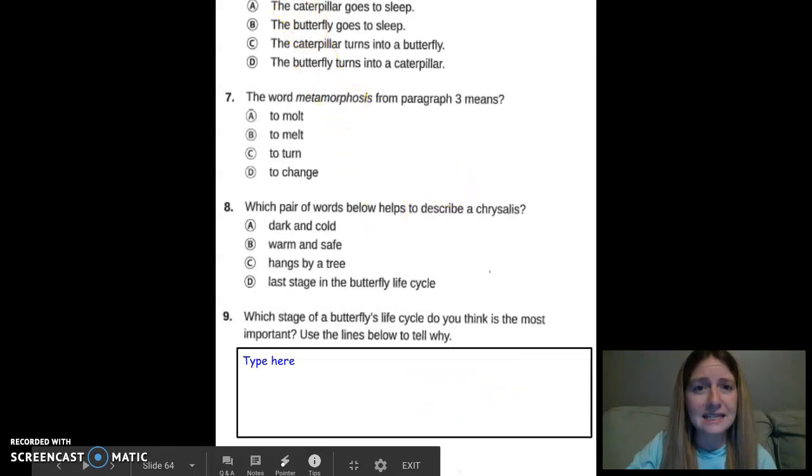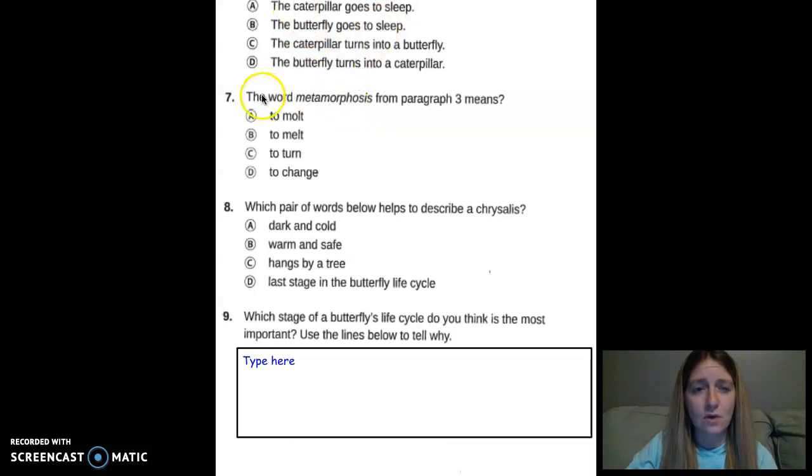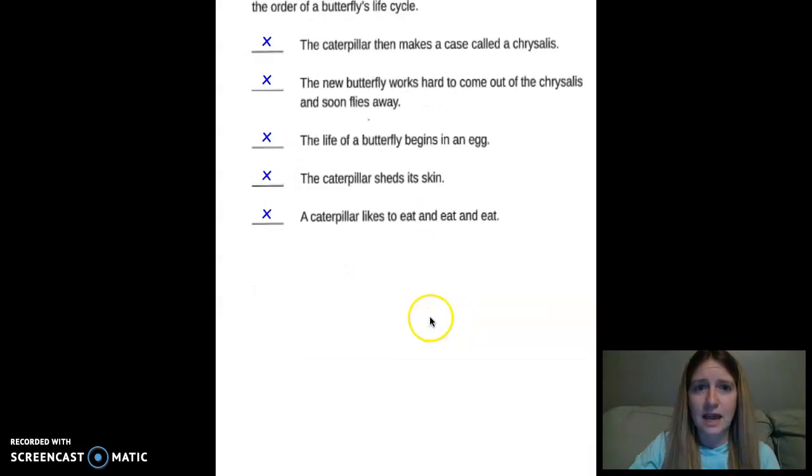What happens inside the chrysalis? What does the word metamorphosis from paragraph 3 mean? So when you're answering question 7, make sure you go back to paragraph 3. Which pair of words below describes a chrysalis? Which stage of a butterfly's life cycle do you think is the most important? And then here it looks like we have to put the numbers in order of the life cycle.